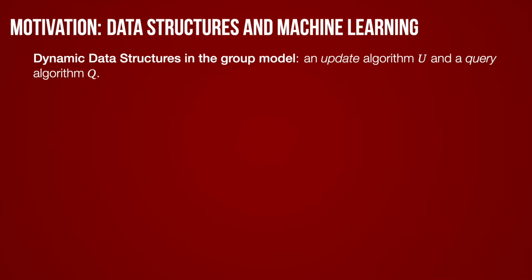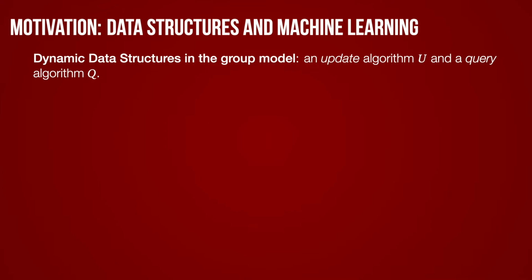So this problem of finding a matrix which cannot be factored as a product of two sparse matrices also comes up in the area of proving lower bounds for data structures. And there are many models here, but I'm going to focus on a model which is called dynamic data structures in the group model.